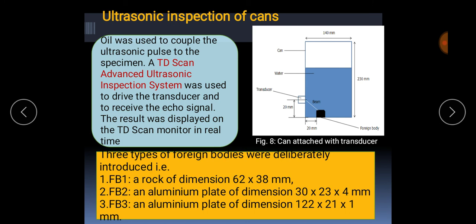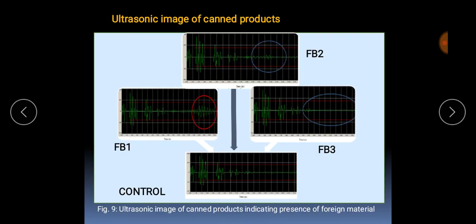This ultrasonic sound we can analyze. See, different spectra are generated. This is called ultrasonic images of canned products indicating presence of foreign material. See, this is the image, and the reading is like this. This part of the reading is the normal part, and that is the can. See, this is control, a normal can. There is no foreign body inside it, and you can see there is no reading in this part, but there is some reading in this part, and this part.